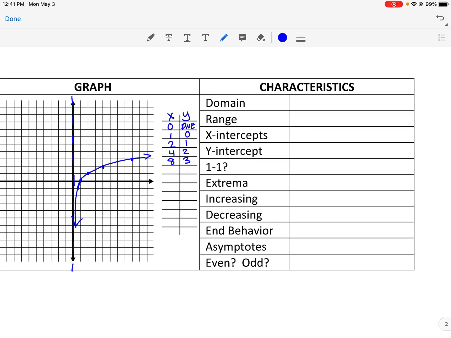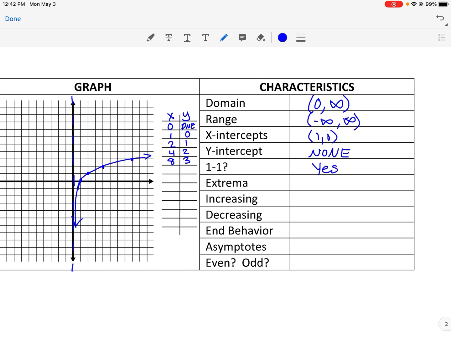So domain, it does not go left forever. It doesn't start till we get to 0, but it doesn't exist at 0, so parenthesis, all the way to the right forever. The range for y values, it goes down forever and up forever. So range is negative to positive infinity. X-intercept is at 1, 0. It does not cross the y-axis, so no y-intercept.